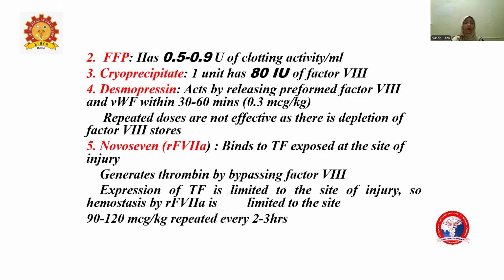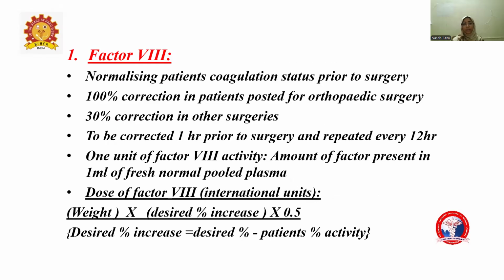How much should be given? 90 to 120 microgram per kilogram of NovoSeven should be given, and it should be repeated every 2 to 3 hours.